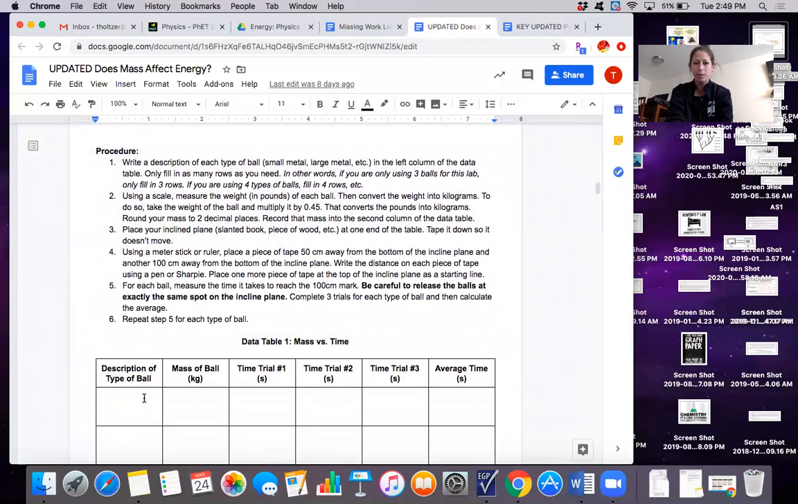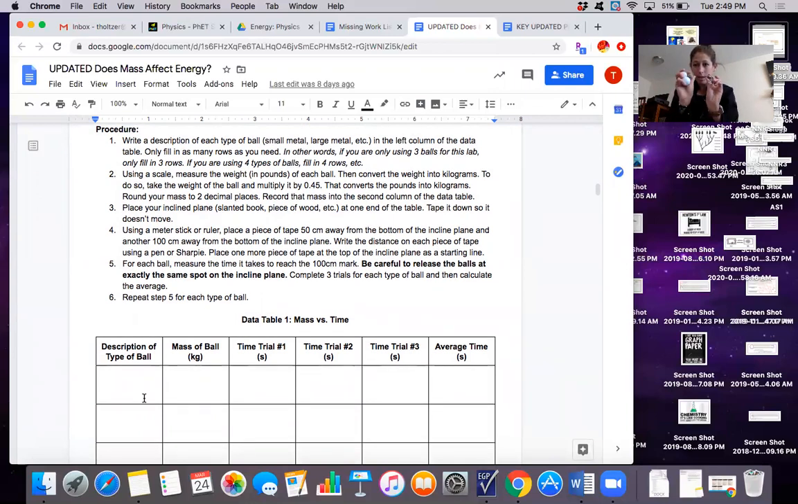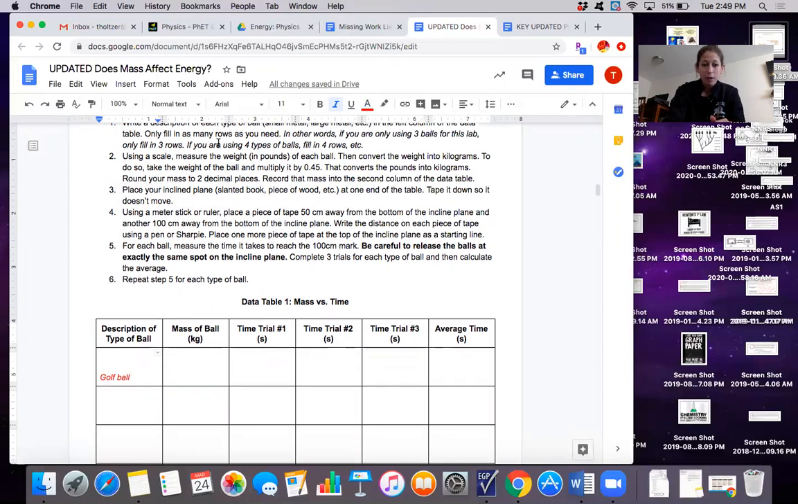So we're gonna go through the procedure. We're gonna start by writing a description of each type of ball, a small metal, a large metal, etc. So for example, I've got these 5 balls. So one thing that I would do, as an example, I'll put it in red, I would write golf ball, right? That's this type of ball. And you can see it's in the left column of the data table where it says description of ball. If you're only doing 3 different types of balls, only fill in 3 rows.